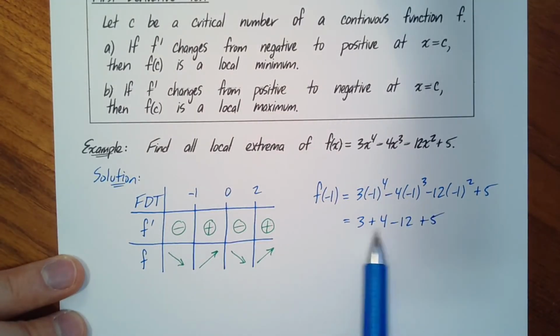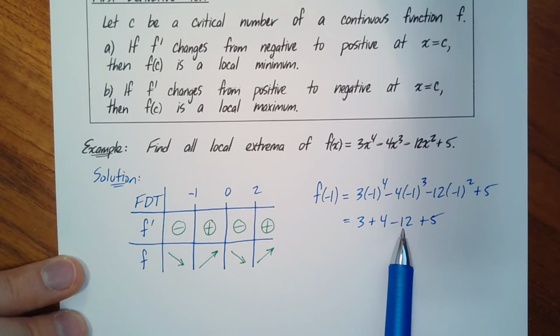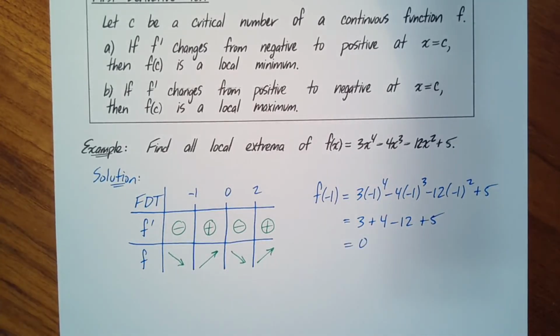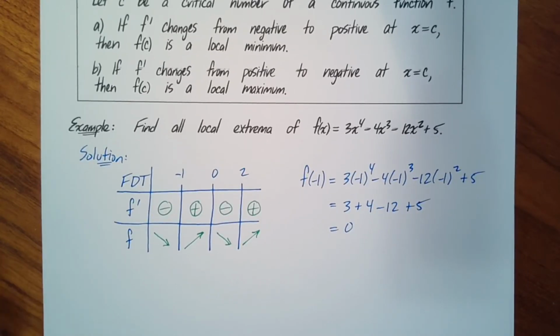Okay, so this is 7. 7 minus 12 is -5, but then you add 5 and get 0. So f of -1 is 0. And then just work out f of 0 and f of 2 in the same way.